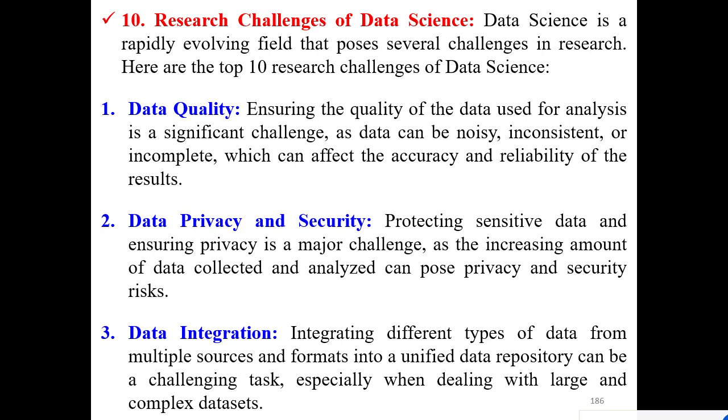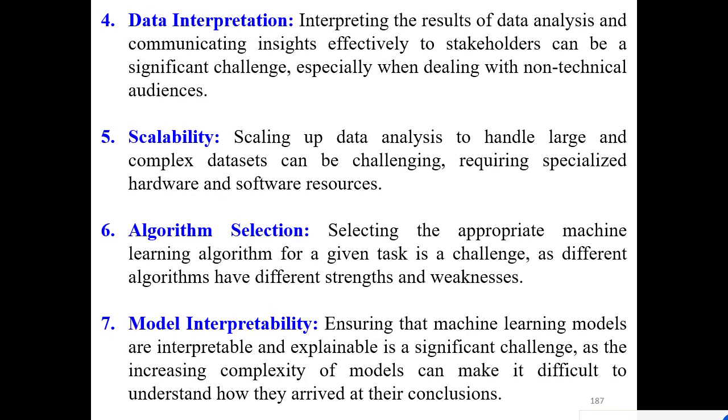Then data integration is nothing but combining different file types of data from multiple sources and formats into a unified data repository. It can be a challenging task, especially when dealing with huge and complex data sets. Data interpretation means we are converting one format to another format, and communicating insights effectively to stakeholders can be a significant challenge, especially when dealing with a non-technical audience.